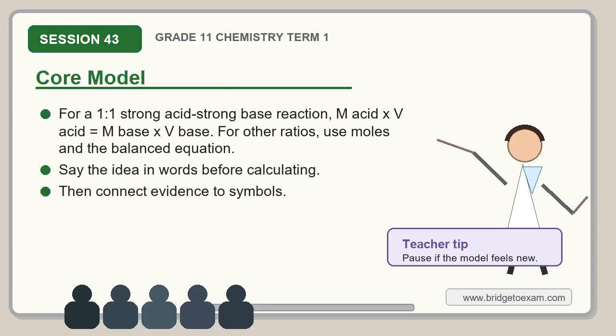The core model is this. For a 1-to-1 strong acid strong base reaction, M acid times V acid equals M base times V base. For other ratios, use moles and the balanced equation. Do not rush to an answer. Build the model first, then let the model guide the calculation or explanation.